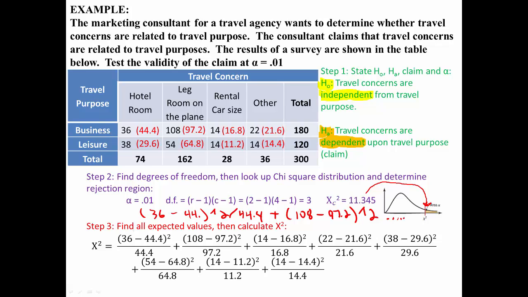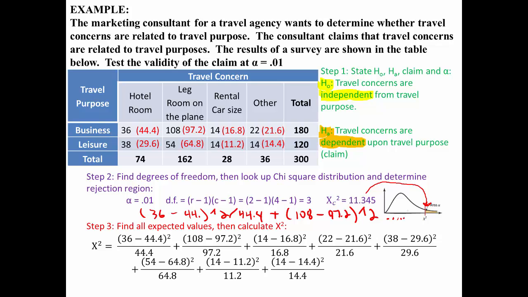First part of that summation, 36 minus expected, squared, divided by expected, plus, and then you have to do it for every single position. So it does take a little legwork, a little elbow grease, I like to say. And that's the only thing I really need to see on your sheet for homework, this written out.